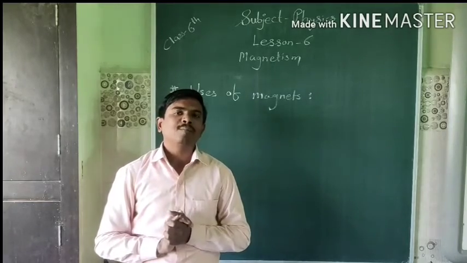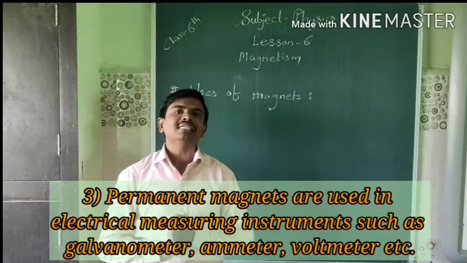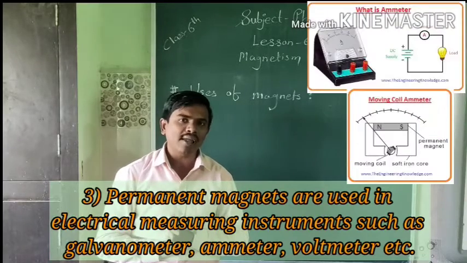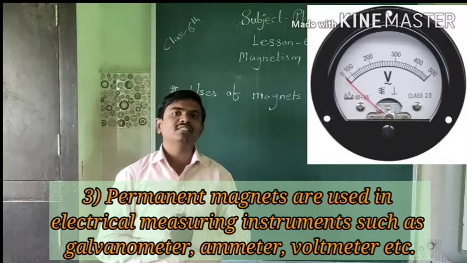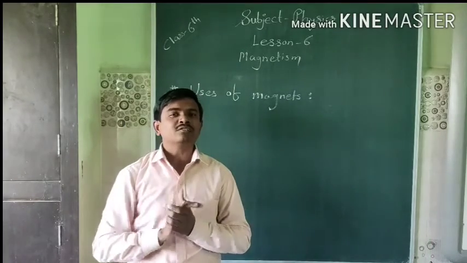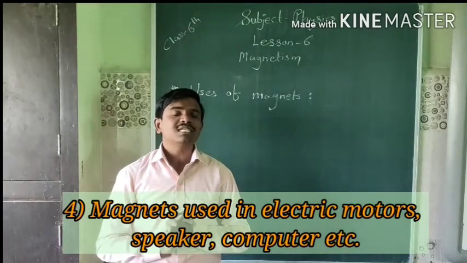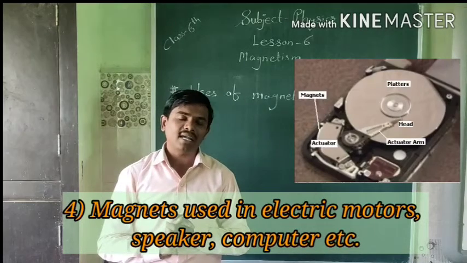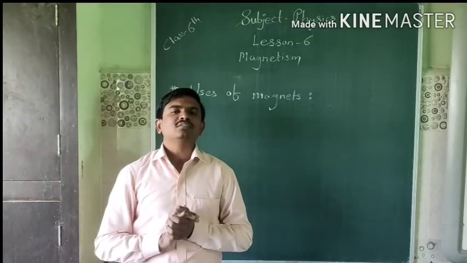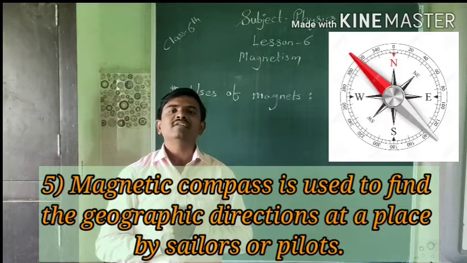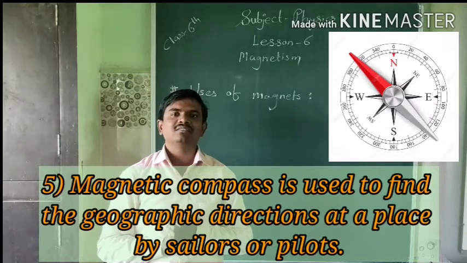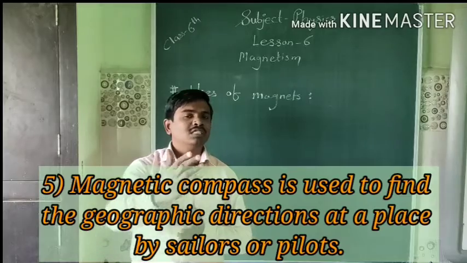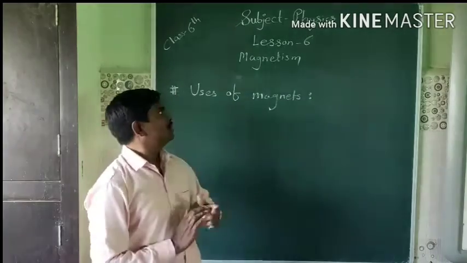And students, permanent magnets are used in electrical measuring instruments such as galvanometer, ammeter, voltmeter, etc. Students, magnets are used in electrical motors, speakers, computers, etc. And students, magnetic compasses are used in finding the geographic direction at a place by sailors or pilots. So these are the uses of a magnet.